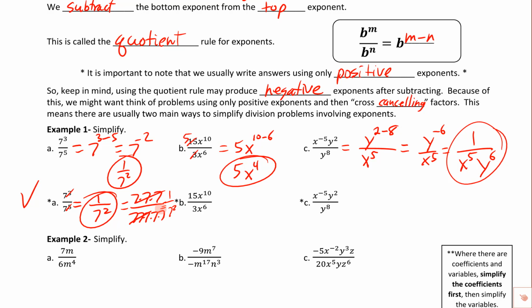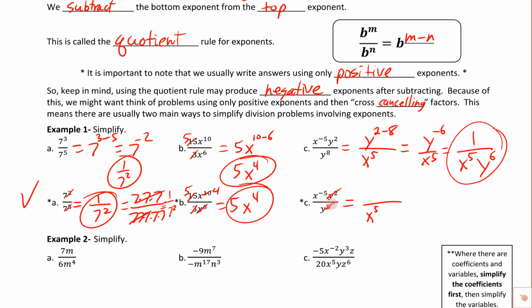I'm going to do this again. Let's see, the 3 cancels with the 15, that makes a 5. There are 10 x's on the top and there are 6 on the bottom. So that means 6 of these cancel with 6 of these. That means there's 4 left. So there's a 5 left and 4 x's. So we'll just circle that. I find this to be much quicker, especially on problems like this. So take a look. This one is going to have x to the 5th on the bottom, because that had a negative exponent. And then I'm going to think I've got 2 y's on the top and I've got 8 of them on the bottom.